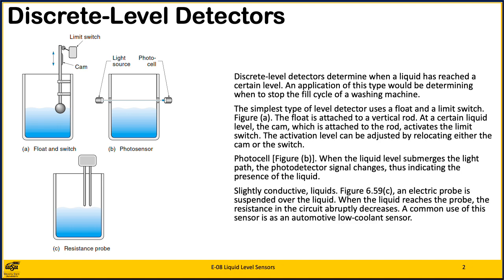Many liquids, such as tap water, weak acids, beer, and coffee, to name a few, are slightly conductive, which offers another means of detection. As illustrated in Figure C, an electric probe is suspended over the liquid. When the liquid reaches the probe, the resistance in the circuit abruptly decreases. A common use of this sensor is as an automotive low coolant sensor.